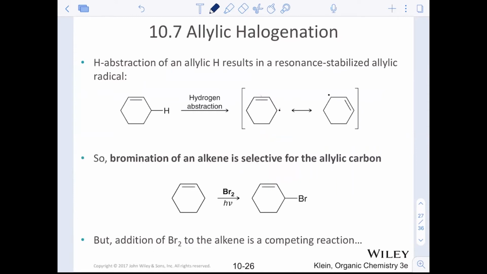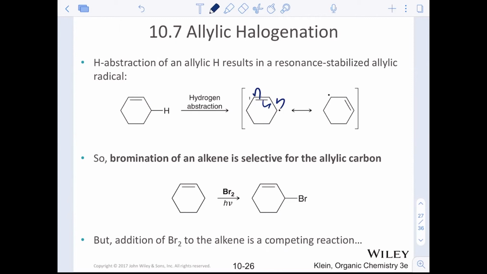Now, that hydrogen abstraction at the allylic carbon, we said it has resonance stability. So let's just review that resonance structure over on the right-hand side. Remember, one arrow at a time. The radical will go and share with another electron from the pi bond. The second electron from the pi bond is going to become a radical on the top left.